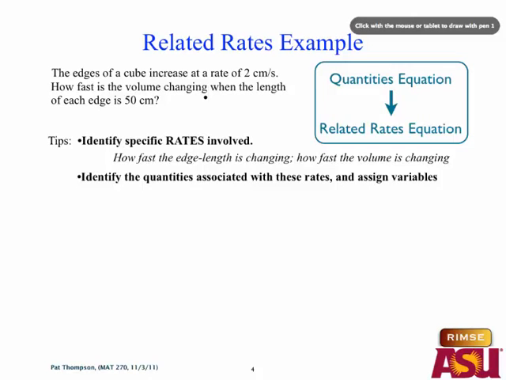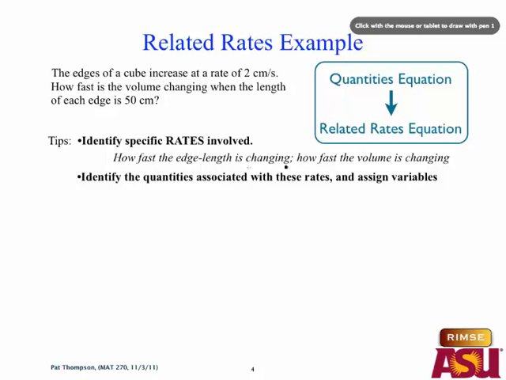Okay, so again, this up here to the right is our whole attack plan for this problem. Get a quantities equation and get the related rates equation. So we know our rates are how fast the edge length is changing and how fast the volume is changing. Now if we're going to do a quantities equation, what quantities are we talking about? And let's assign variables to those.